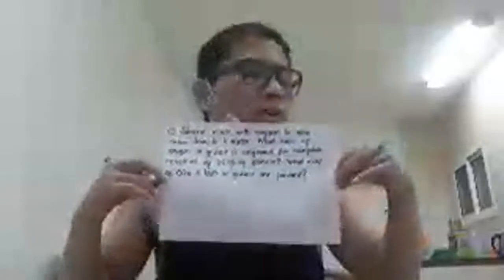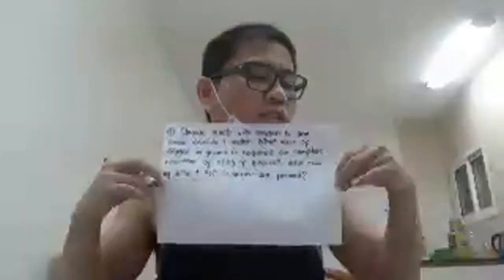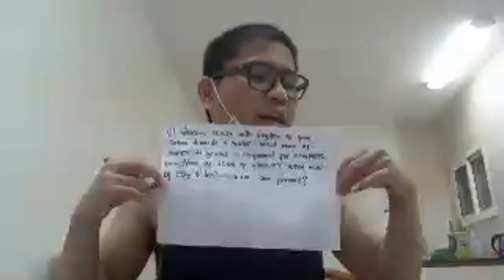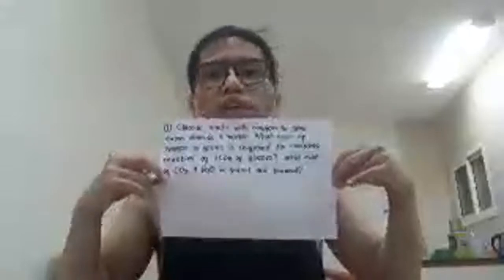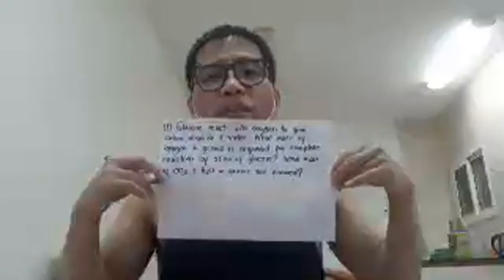Glucose reacts with oxygen to give carbon dioxide and water. What masses of carbon dioxide and water in grams are formed from 25 grams of glucose? This is the problem for the stoichiometry problem, and we need to solve that. Wait for a while.